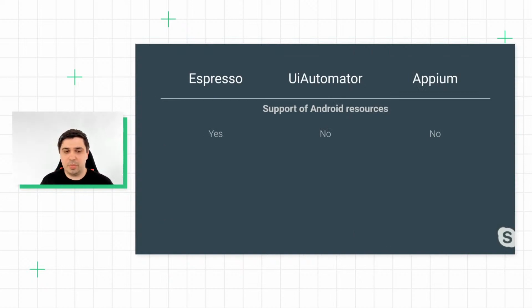So let's try to compare some very important features of these frameworks. First of all, it's support of Android resources. Mostly I'm speaking about translations, because if you use the native way of building translations in Android, with Espresso, you can interact with resources. However, with UI Automator and Appium, you cannot do it. And of course, it generates some problems. As an example, our device should always be prepared and set up in the correct language.